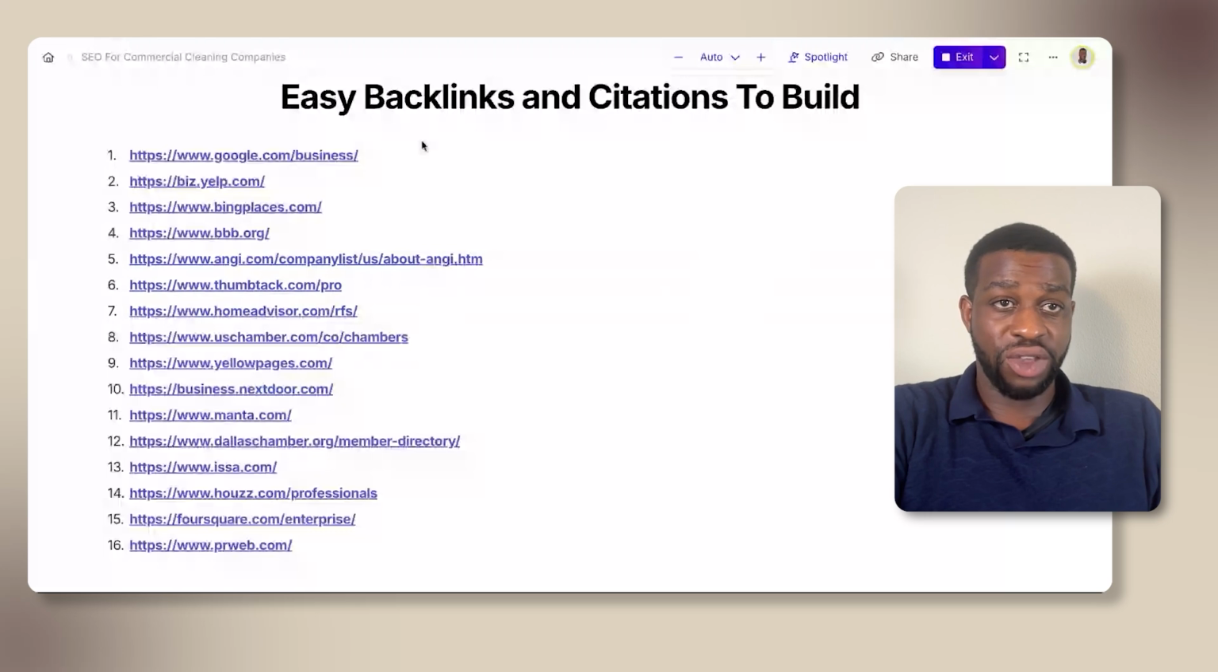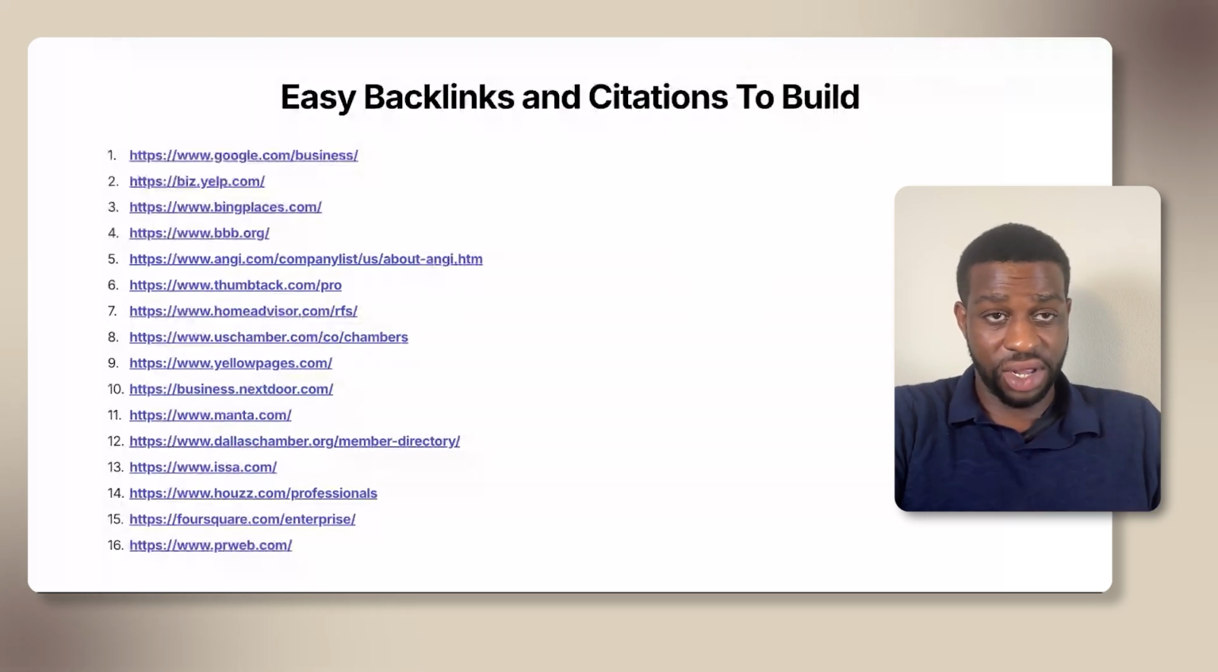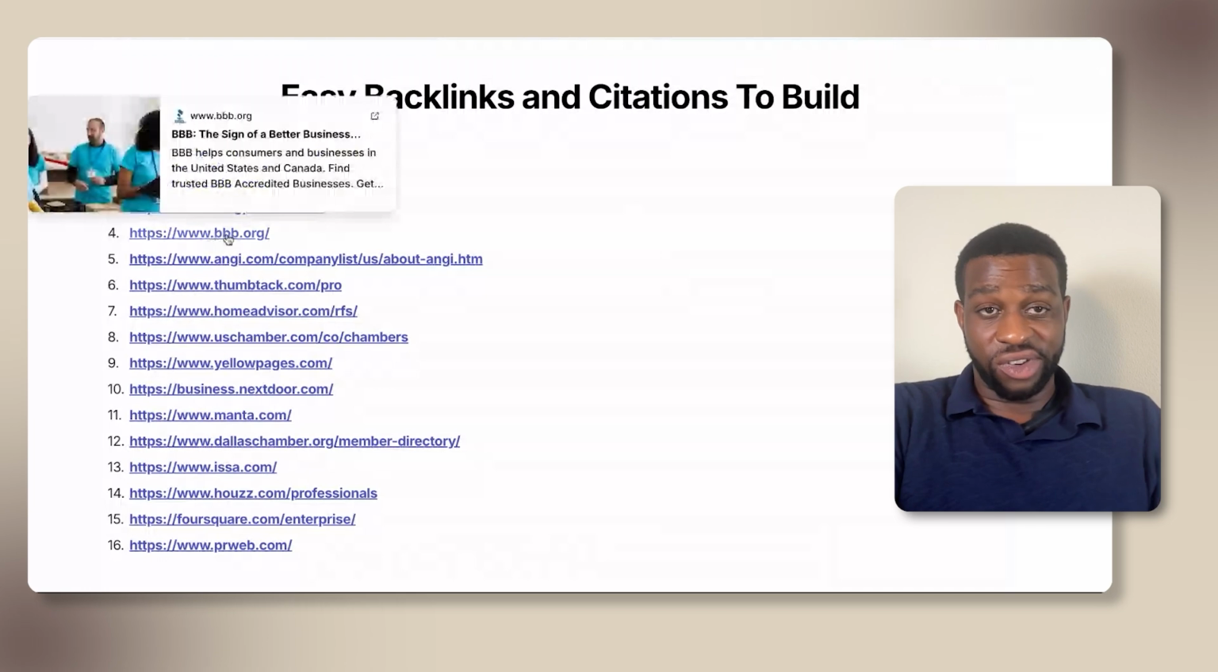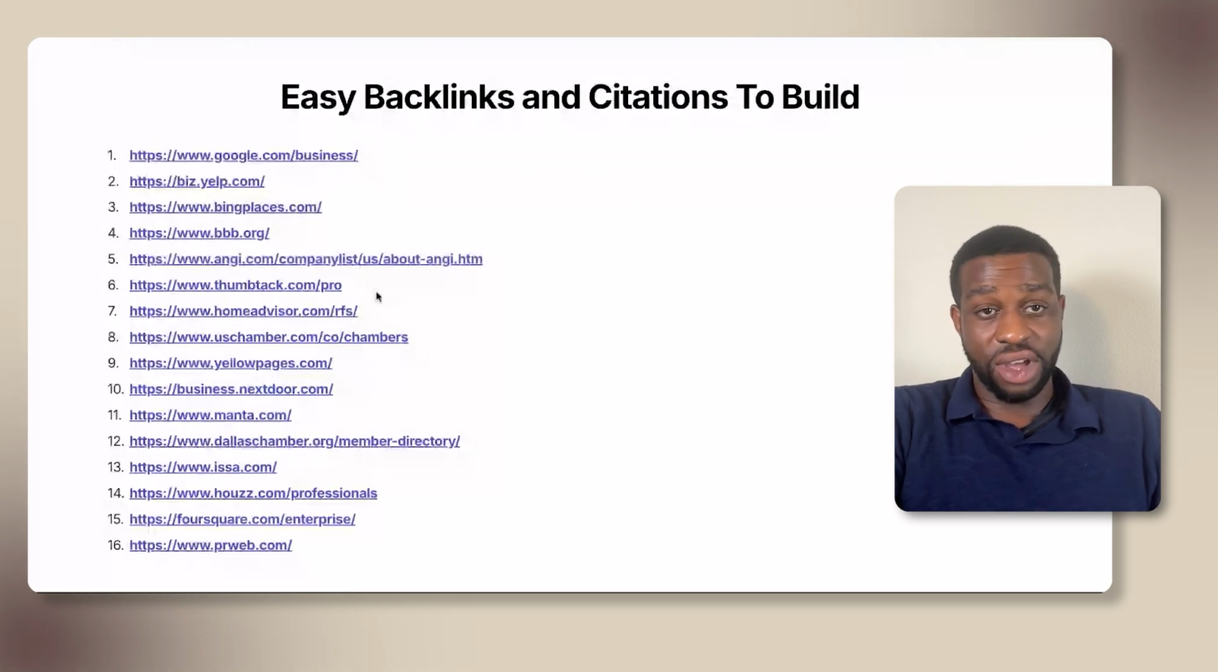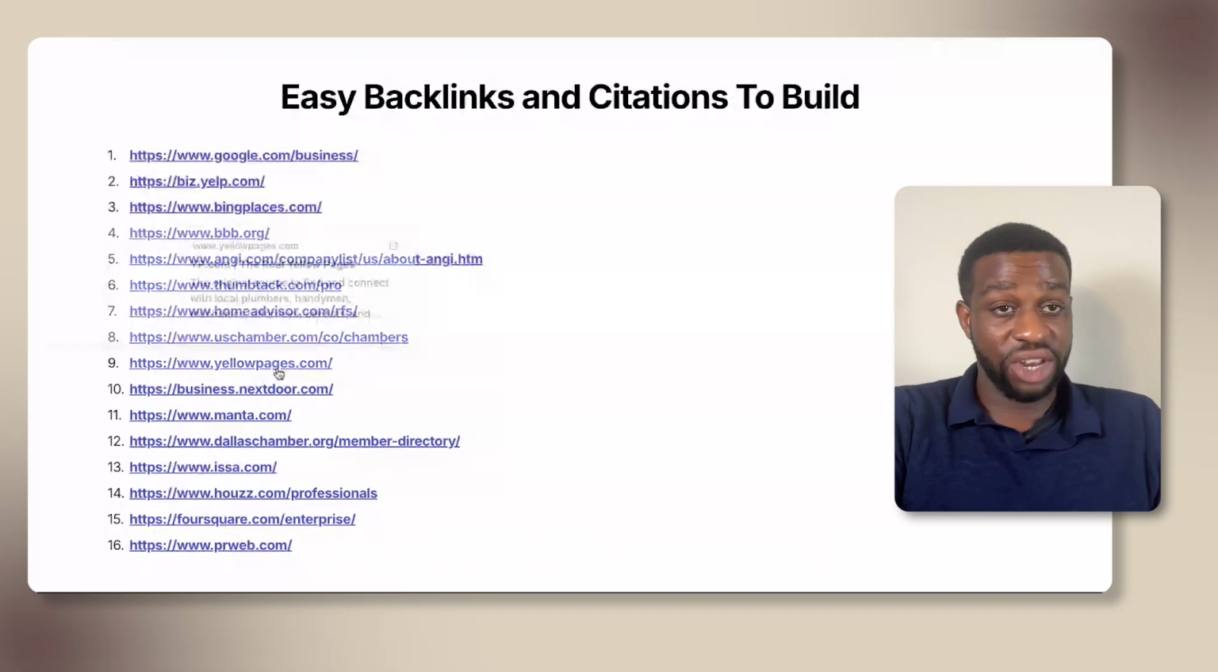So a couple easy backlinks that you can build, and you can download this list below: Google Business Profile, obviously, Yelp, Bing, the Better Business Bureau, Angie's List, Thumbtack, Home Advisor, U.S. Chamber of Commerce, Yellow Pages, etc. Right? These are just easy backlinks that you can build so that you can start showing Google and the search engines that you're a real business. Here's the same address. Here's the same name. Here's the same phone number all across the internet.